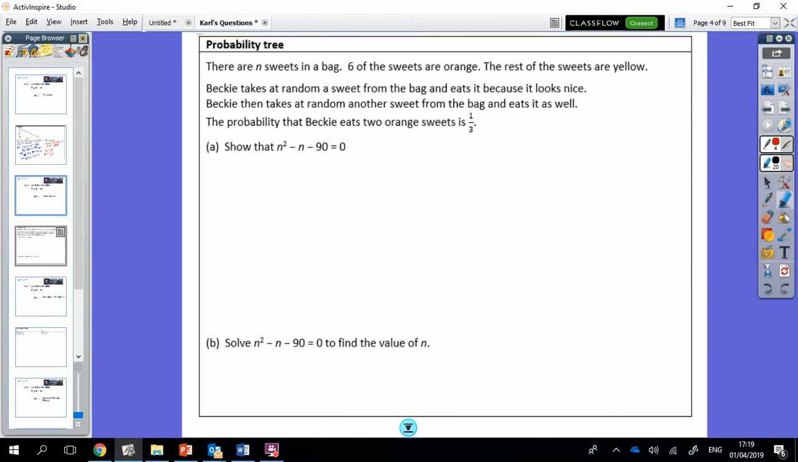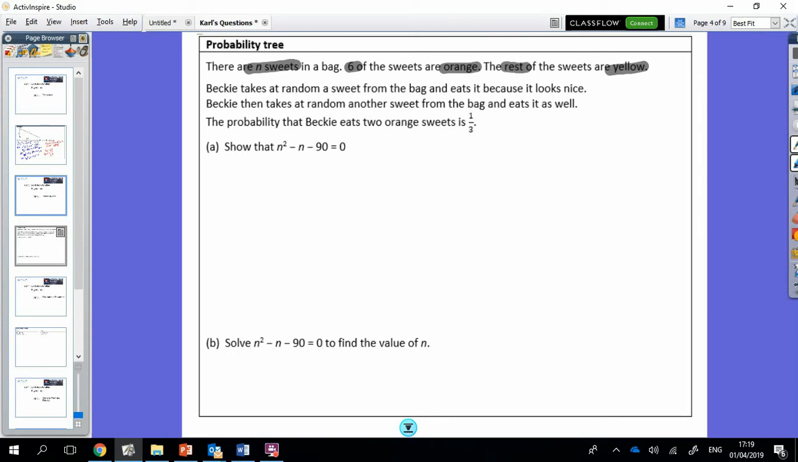We've got a total of n sweets. We've got 6 of those being orange, and we've got the rest being yellow. We'll come back to that in a moment. Becky takes at random a sweet from the bag, bit of context. She then takes another sweet at random and also eats it. Quite important that she eats it because that's going to change how many sweets we have in the bag. We're given the probability that Becky eats 2 orange sweets.